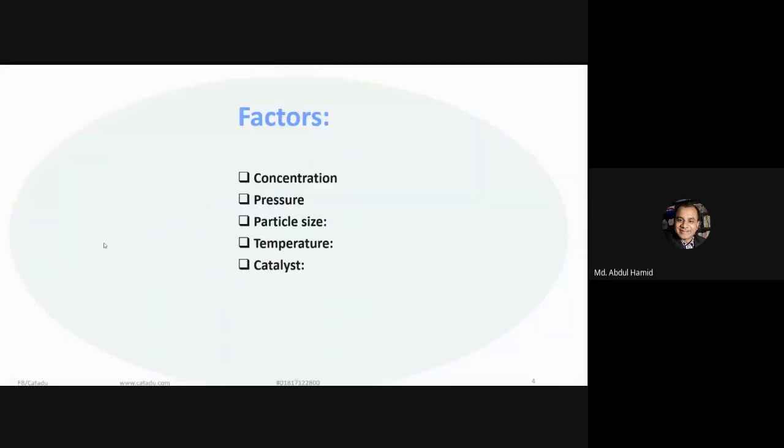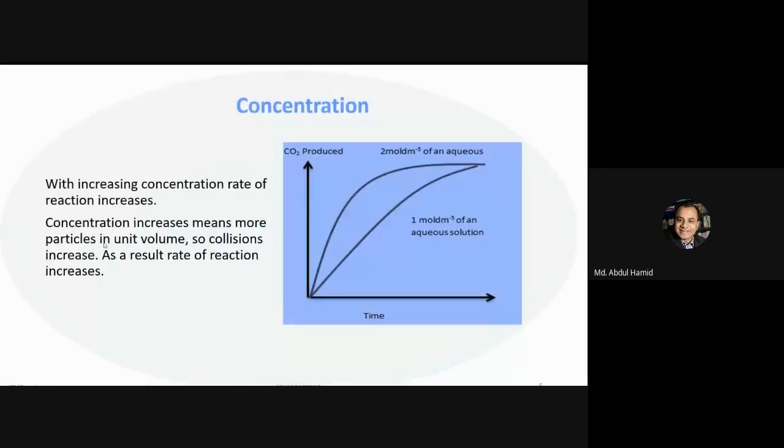Okay. So we'll discuss the factors. The factors are concentration, pressure, particle size, temperature, and the catalyst. Let's go in detail. The first one is concentration. With increasing concentration, rate of reaction increases. Concentration increases means more particles in unit volume, so more collisions. Collisions here means collisions between particle to particle. Collision to the wall is not an effective collision. You won't get the product. If the collisions occur between the particles, the reaction will be faster.